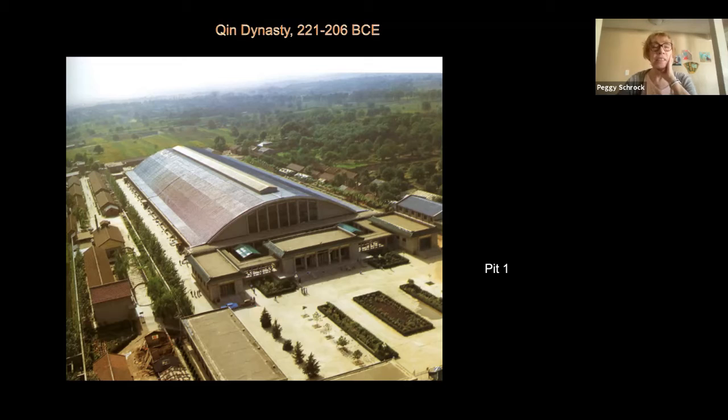And it's not all excavated. This is part of it. This is pit 1. Did you get to go down here, Angie? No, didn't get to Xi'an.